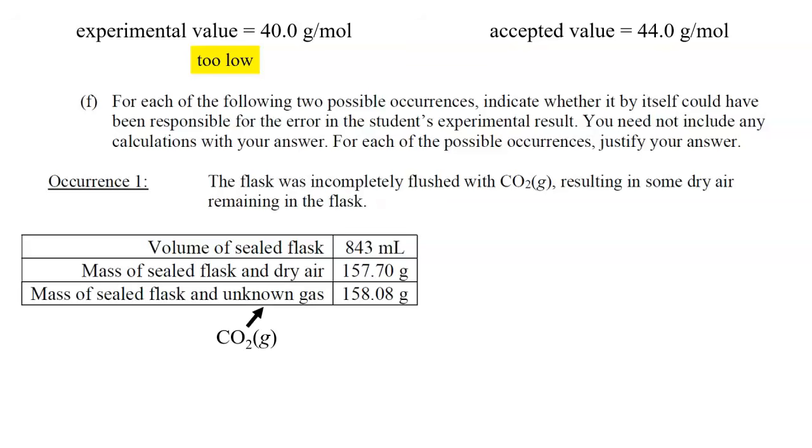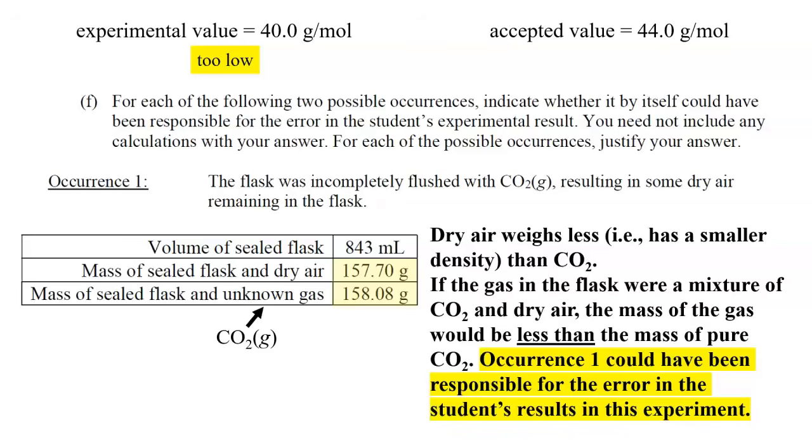Now, if we look at the data in the table, we already know that the mass of the sealed flask and dry air is 157.70, and when that was replaced with the unknown gas, or carbon dioxide, it was 158.08. That's heavier. So that means that dry air weighs less than CO2, or you could say that dry air has a lower density than CO2. So if dry air weighs less or has a smaller density than CO2, suppose that occurrence 1 resulted in a mixture of dry air and CO2.